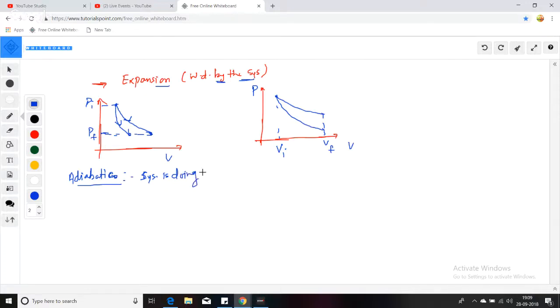System is doing work at the cost of its internal energy, capital U. So when the internal energy is decreasing, its final temperature is also decreasing, because internal energy is a function of temperature. When the internal energy is less, obviously its temperature is also less. And since the final pressure is constant for both processes, from PV = nRT we can say its volume is also less. Yes or no? Did you get this?